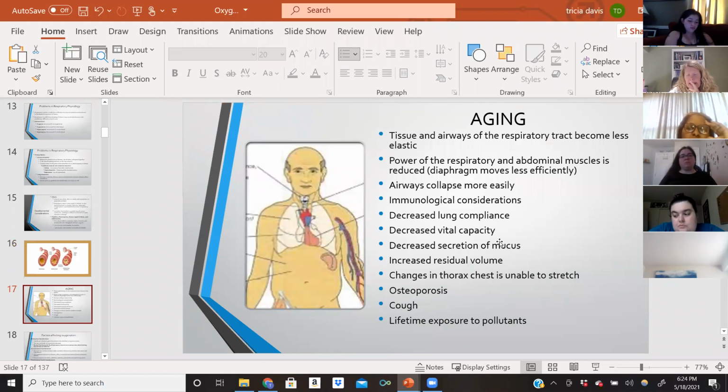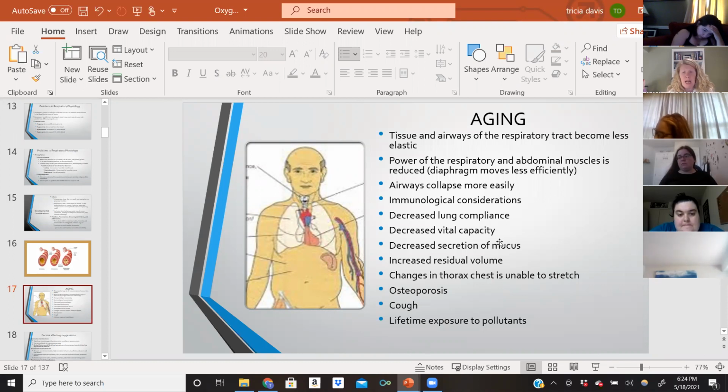So we know aging has an effect on everything. So tissue and airways of the respiratory tract are going to become less elastic. Everything loses its elasticity, even your tissue and your airways. The power of the respiratory and the abdominal muscles is reduced. So for them to really be able to have good use of their diaphragm, it doesn't happen. It's much less efficient than it is when we're younger. It's much easier for their airways to collapse.